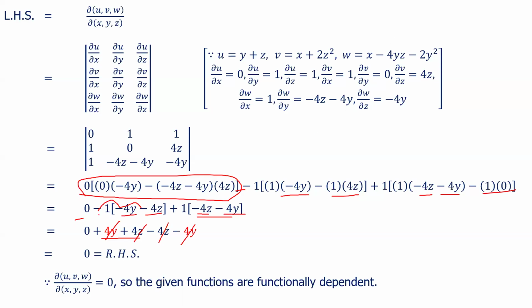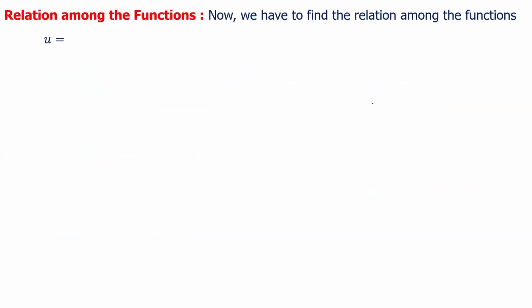Now we have proved that the given functions are functionally dependent. Let us try to find out the relation between the functions. Relations among the given functions. Now we have to find the relation among the given functions.